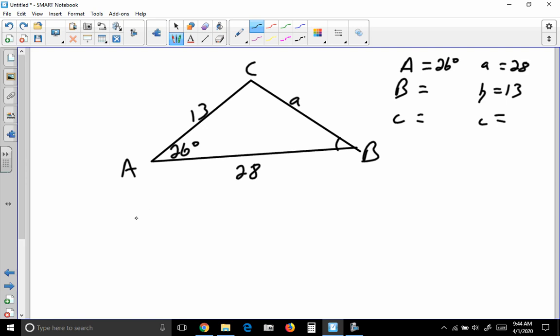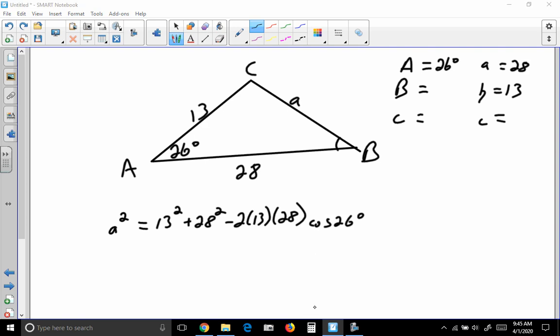So if we want to find A, then we'd put A squared on that side, and we would put cosine of angle A on the other side. So the sides that make up angle A are 13 and 28, so those are the ones that go on the side with the cosine. So angle A here, side A here. Sides B and C here, sides B and C here. So now we just need to use our calculator and get these numbers.